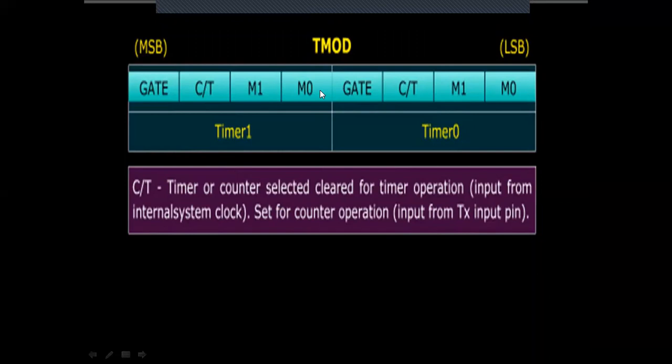We got to know about the lower two bits M0 and M1 and their purposes. Next bit is C/T, C cross T. This bit is used to select a timer or a counter. For example, if this bit is equal to 1, then it is set for counter operation. If this bit is equal to 0, it means it is for the timer operation.